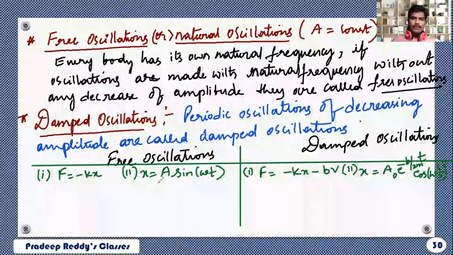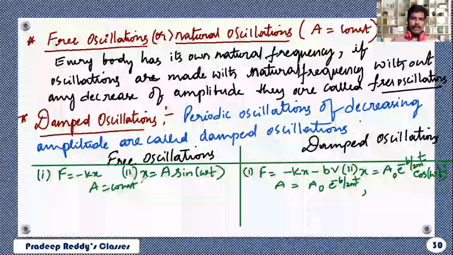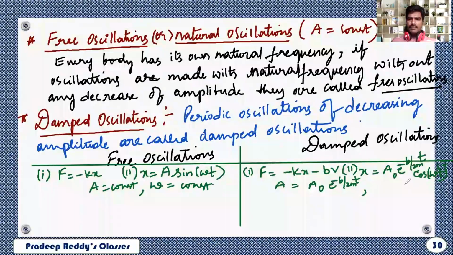Clearly amplitude is constant in this case: A is equal to constant. But in case of damped oscillations, A is equal to A naught e power minus b by 2m into t. Omega is constant in case of free oscillations, but here omega dash is equal to under root of omega naught square minus gamma square.